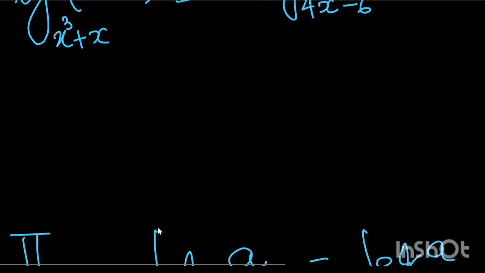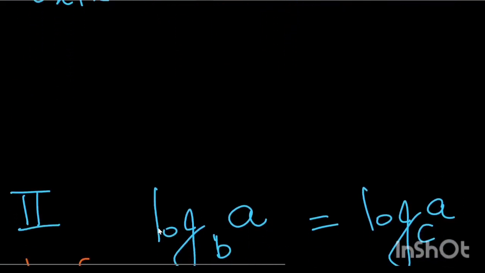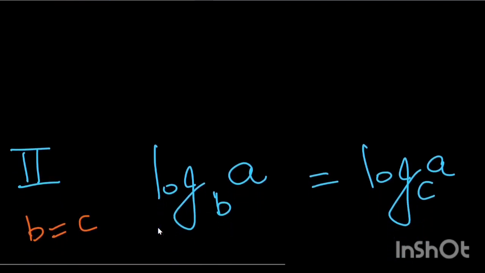Now the second way is when b is equal to c, when the bases are the same. A is fixed, as we discussed, a is x square minus 4.